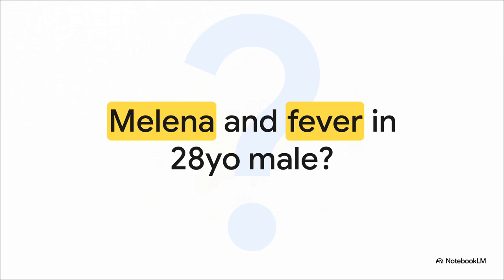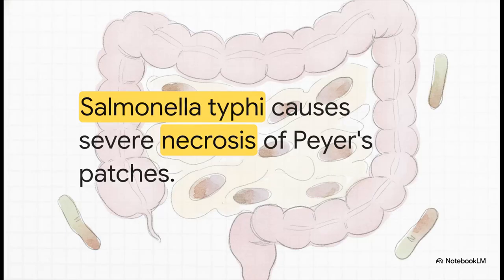A. Solitary rectal ulcer syndrome. B. Crohn's disease. C. Ulcerative colitis. D. Amoebic colitis. Or E. Typhoid ulcer. The answer is E. Typhoid ulcer. Here's the breakdown. A prolonged 2-week fever, systemic toxemia, relative bradycardia, and leukopenia. That is a textbook presentation of typhoid fever caused by Salmonella typhi. When enteric fever is severe and untreated, it leads straight to necrosis of Peyer's patches in the terminal ileum.